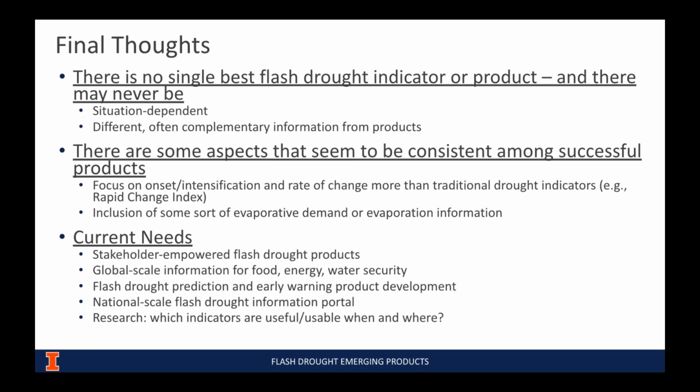Last, current needs, as far as I've seen them here, as we think about the next 5 years of flash drought monitoring and tool production, and this list here is in order, in my opinion, of priority. I think the first thing is a stakeholder empowered flash drought product. If we create 30 new flash drought products in the next year, but none of those are actually linked to what stakeholders need as far as information, that may not be as helpful as if we create 3 or 4 really good products that have stakeholder input from the beginning to the end.